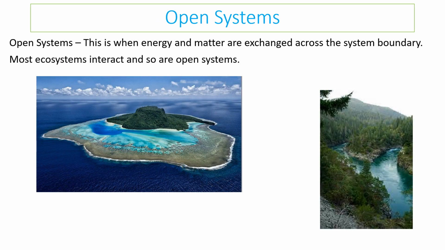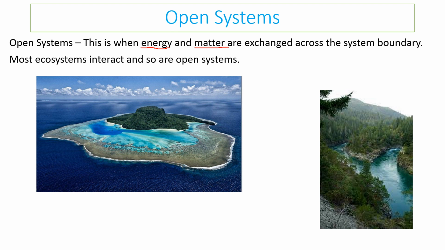So you need to know the different types of systems, and the three types of systems are firstly open systems. This is when energy and matter can be exchanged, and whenever you're talking about the systems you need to refer to both of these things in the answer. So open systems are where energy and matter can exchange across the system boundary. Most ecosystems interact, and therefore they are open systems.